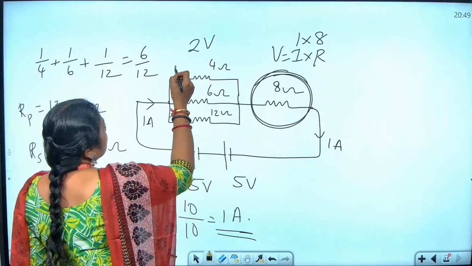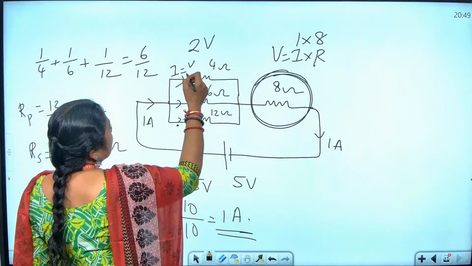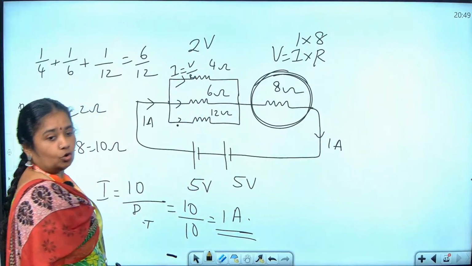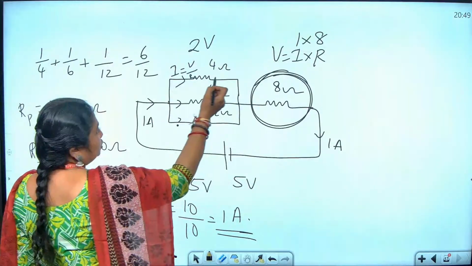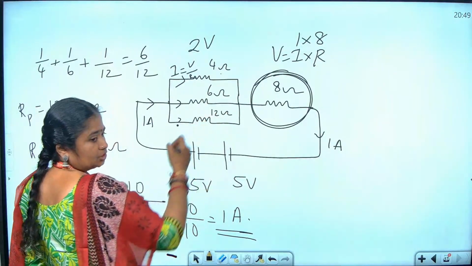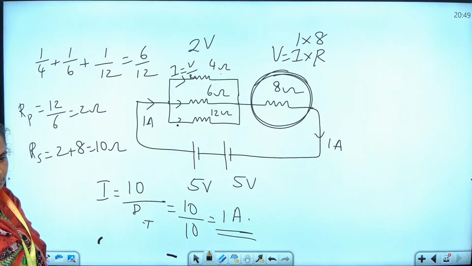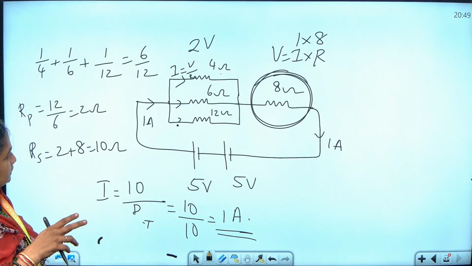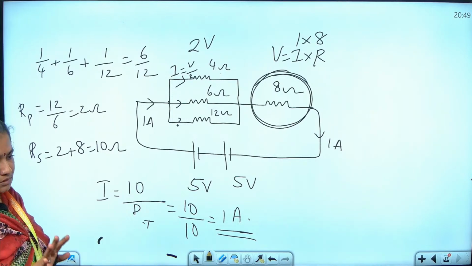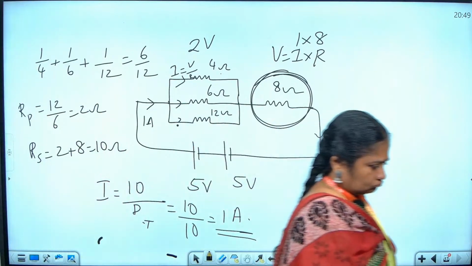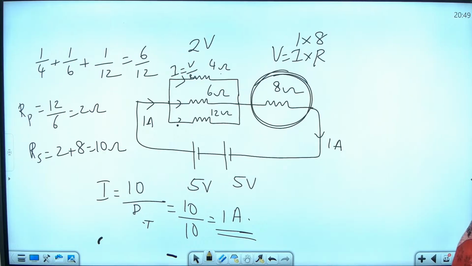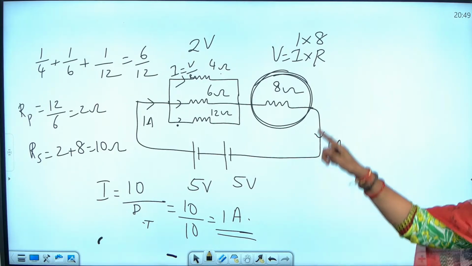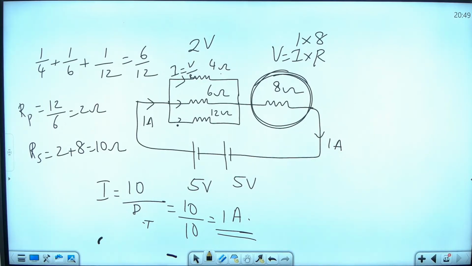And what will the current be here? This one I will be equal to V by R. That is 2 by 4. For this branch 2 by 4, this branch 2 by 6, this branch 2 by 12. 0.5, 0.33, 0.17. And if you add, you will get 1 ampere. If you add, again you will get 1 ampere, which is the total current flowing through the circuit. Clear?